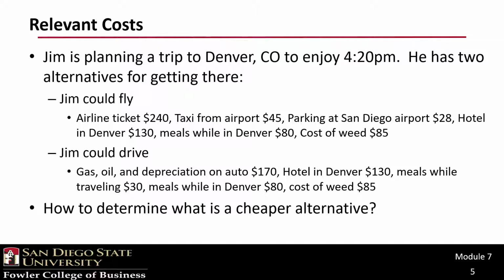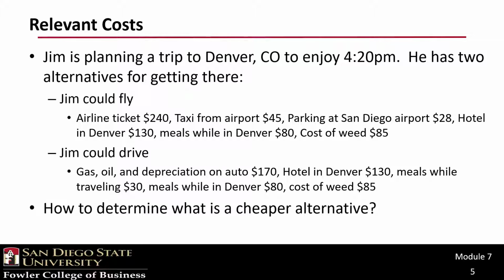The flip side is Jim could drive. So if, of course, Jim drives to Denver, then he's got the gas, oil, and depreciation on his car, and our estimated cost for that is $170. And then he's got, of course, the same hotel in Denver. He's got to have meals while he travels. He also has meals while in Denver, and of course the cost of his weed. And so Jim is trying to figure out, well, what's his best alternative?